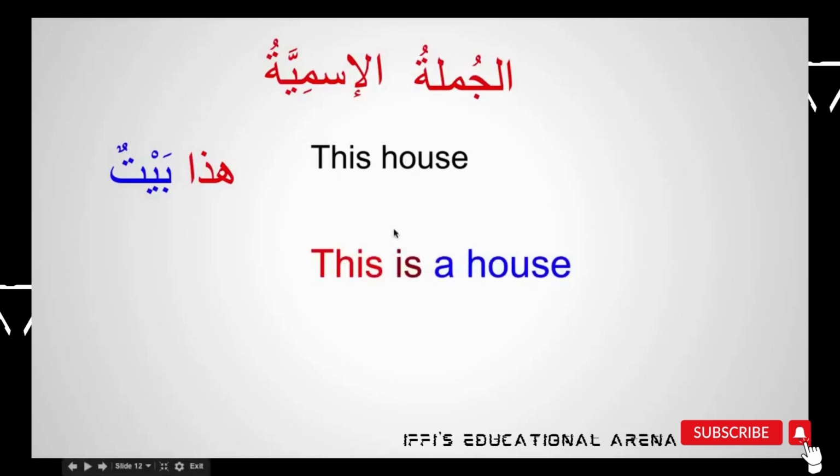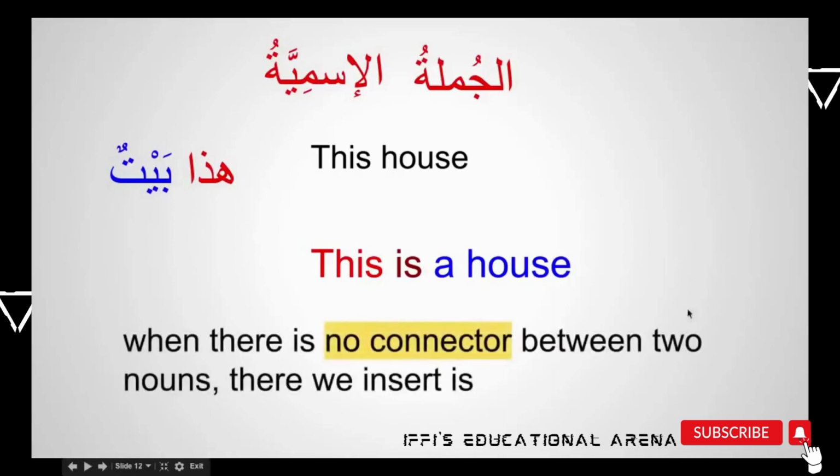I'm going to tell you a little bit more about how to figure out when to put the is. If you see two words and there is no connection between them, no other word coming in between them, and there is no other way of establishing any connection, they're not directly related to each other, then at that point we can insert an is. Here, HADHA is a demonstrative pronoun and baitun is a noun. There is no connection between them. So instead of just saying this house, we can say this is a house. When there is no connector between two nouns, we can insert is.